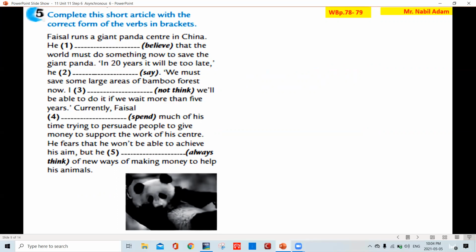Faisal runs a giant panda center in China. He believes that the world must do something now to save the giant panda. He believes. He, she, it, we add S to the verb. In 20 years, it will be too late. He say. He says. He, she, it, we add S.